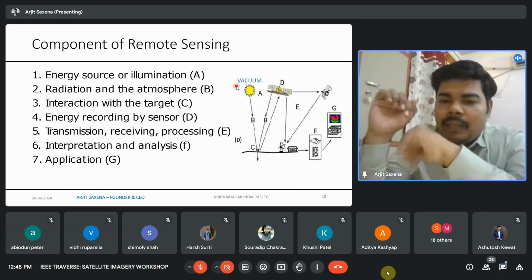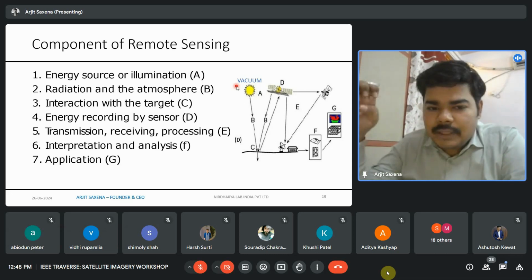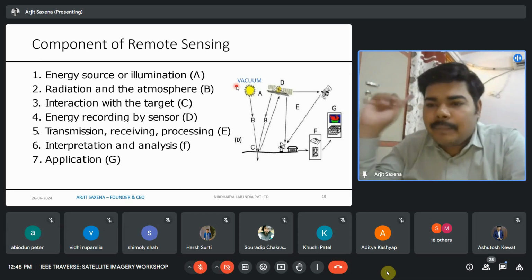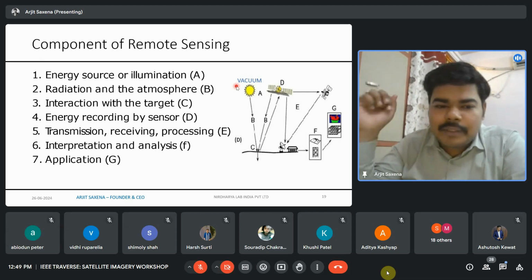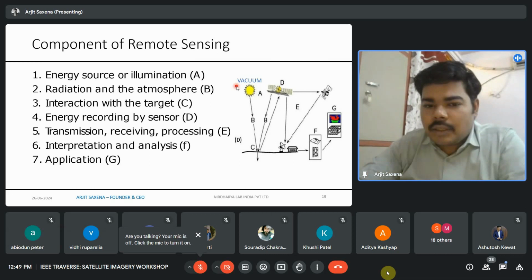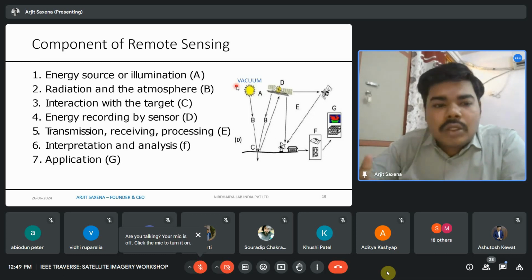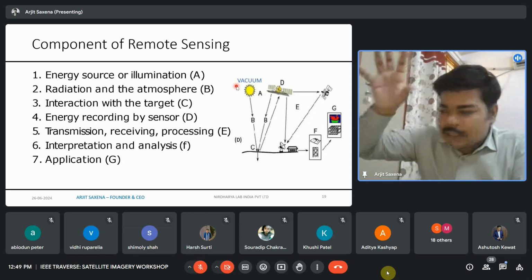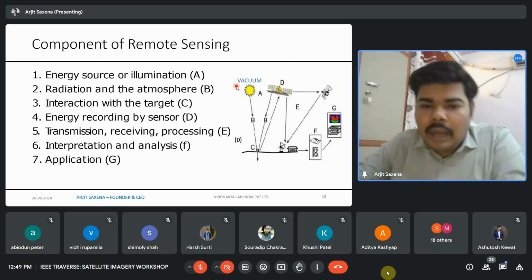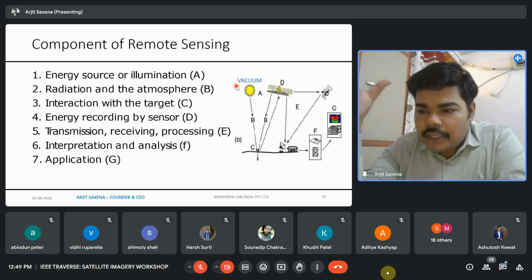Then when the sensor has been verified, it comes directly to the communication unit or the transmission unit. It is going to receive this signal, then further process that signal. So TRP, which is transmission, receiving and processing, is different, and this part is only in the satellite imagery. This is not in the drone imagery or the aircraft imagery. From the satellite it is transmitted, then received at the ground station, and processed by the data scientists and the machine learning engineers.